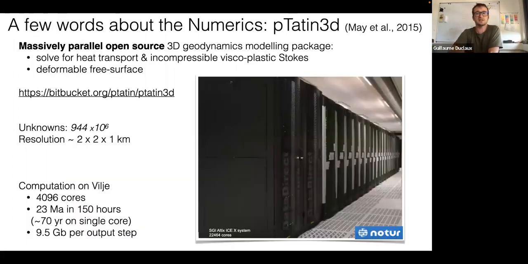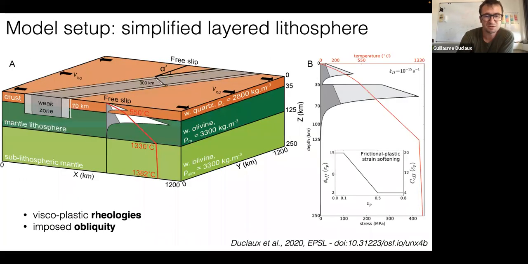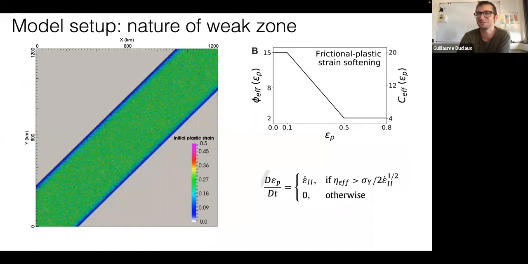So this, as I told you, is run on Pétatin, which is another open source code. You can download it, play with it. It's developed by Dave May, mostly, and some other people. And it's designed, again, to solve heat transport and incompressible viscoplastic Stokes, and it has this deformable free surface. These models are very large, very high resolution. They're 2 kilometers by 2 kilometers horizontally and 1 kilometer vertically, for a domain which is 1,200 kilometers by 1,200 by, I can't remember what it was, 250 vertically.